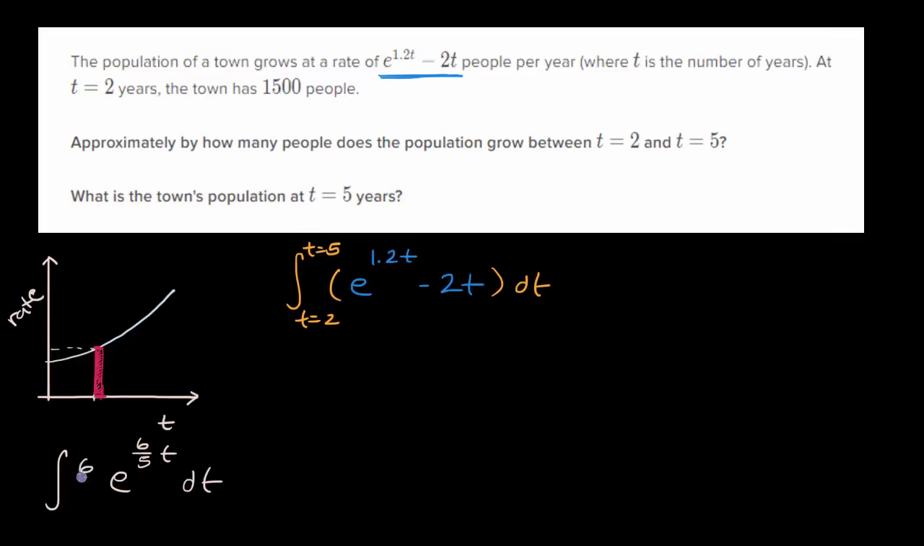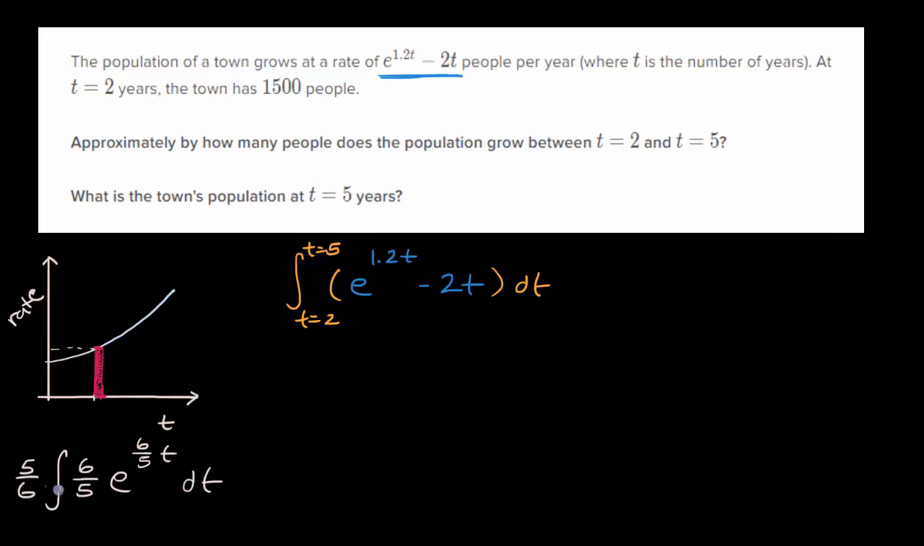Well, if I had a 6/5 right over here, then u substitution, or sometimes you would say the inverse chain rule, would be very appropriate. Well, we could put a 6/5 there if we write a 5/6 right over here, 5/6 times 6/5, and we can take constants in and out of the integral like this.